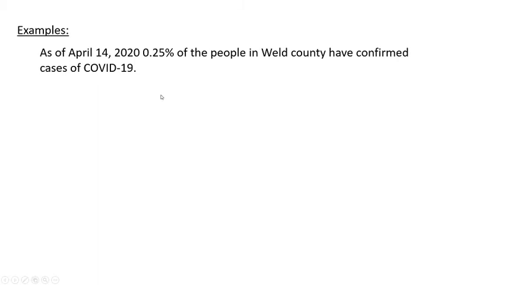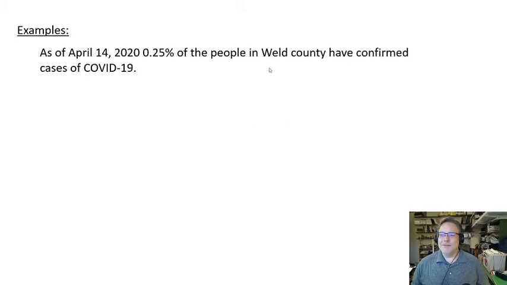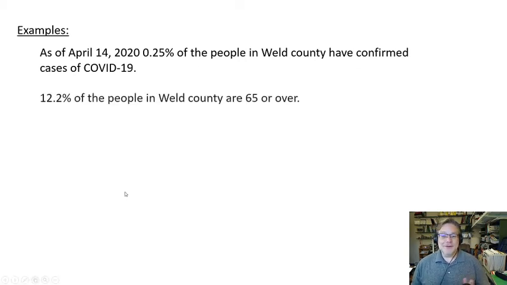Welcome back. Well, let's first start off by defining some of our terms here. Let's see if we can firm up exactly what we mean by a proportion. Here are some examples of proportions. As of April 14th, 2020, 0.25%, so 1/4% of the people in Weld County, Colorado, have confirmed cases of COVID-19. So that's 1 in 400. Interesting. These are all true, by the way.